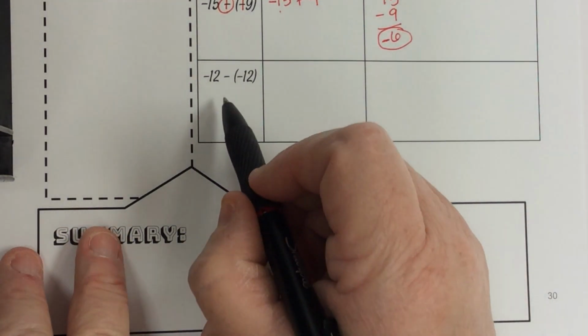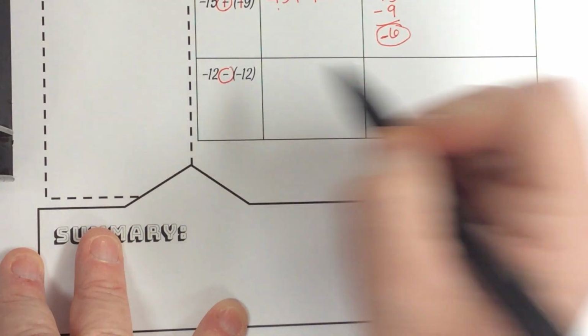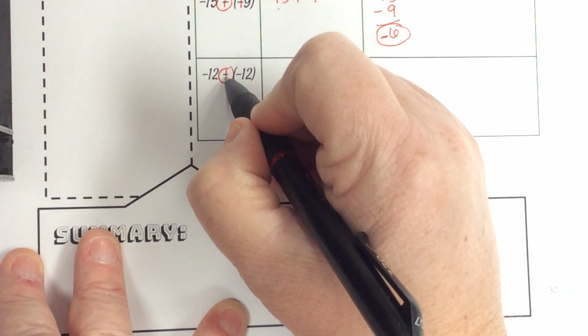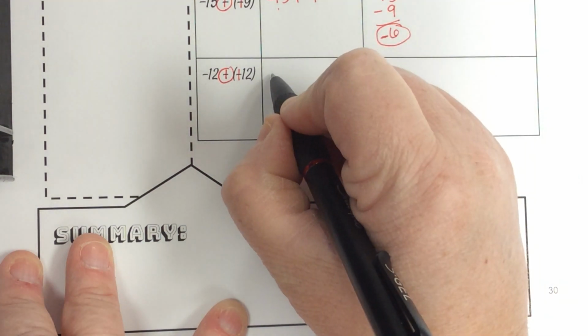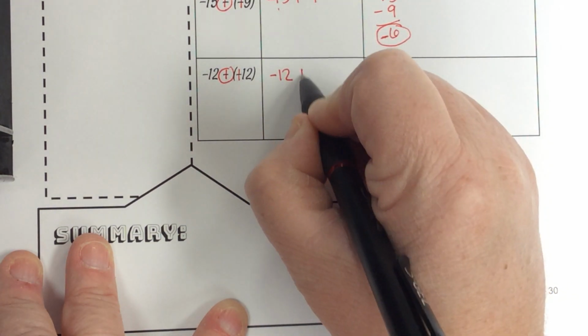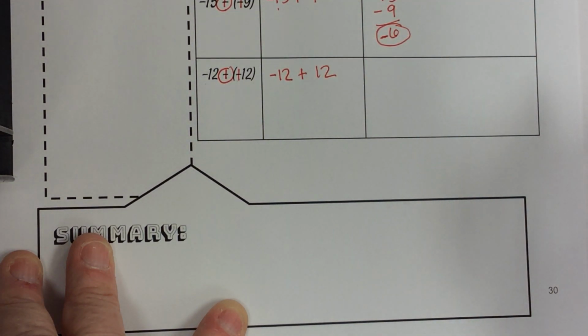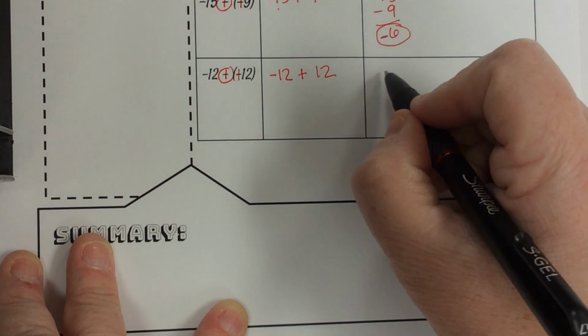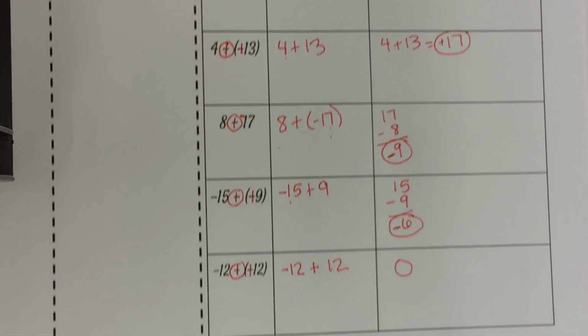Okay. Negative 12 minus negative 12. Circle the operation, change the subtraction to addition, and do the opposite of the last number. So what I have here is negative 12 plus positive 12. Uh-oh. I am adding with two opposite signs, so I subtract them. 12 minus 12 is 0. There is no sign. Not so bad, right?